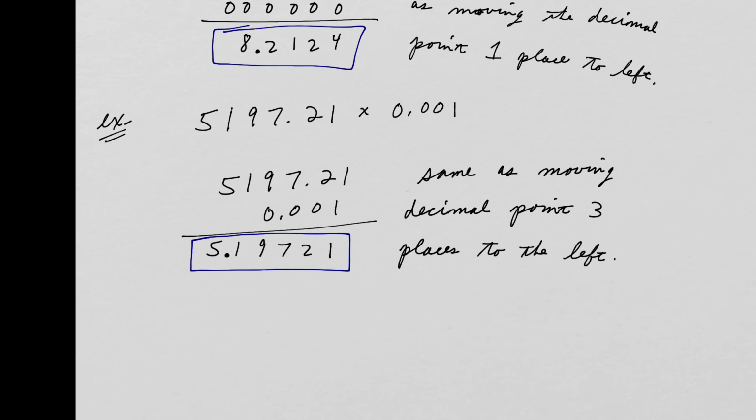So in general, if you multiply by a factor of 10 that's less than 1, then you're going to move that many decimal places. So this is a factor of 10 that's less than 1, 0.001. It has 3 decimal places. You're going to move that many places to the left. Okay, so that's the general rule. All right, so let's do a few more examples, and then that'll be it for this section.